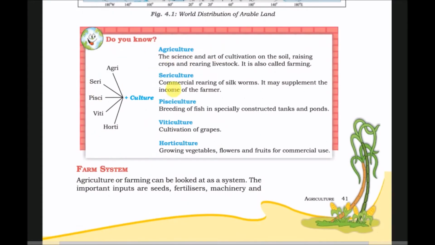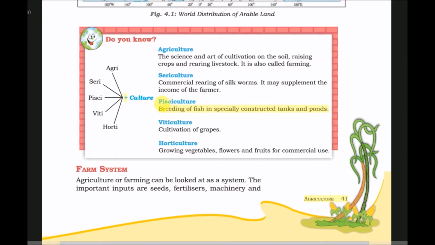Now let's understand this: agriculture, sericulture, pisciculture, viticulture, horticulture. So there are mainly five types of cultures. Here it is written. And now, what do you mean by agriculture? You know that agriculture simply means to grow crops and the rearing of livestock. So it is also called farming. So growing crops and rearing livestock, like making animals live there, etc.